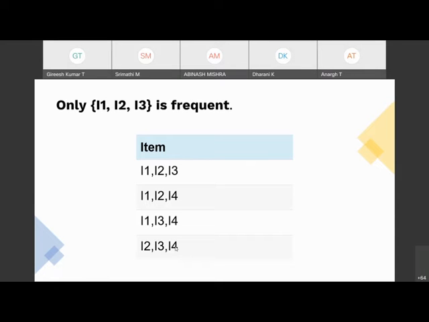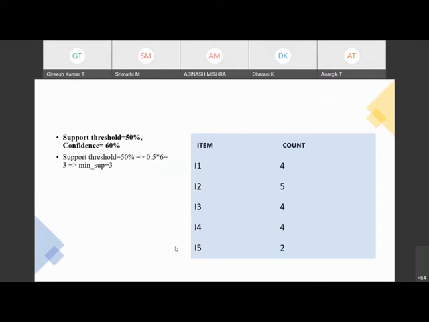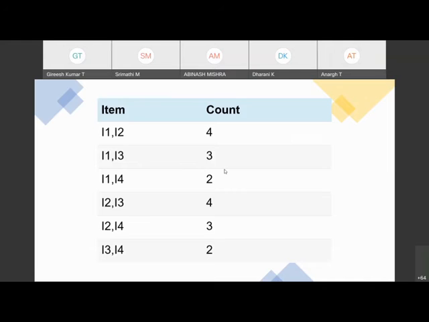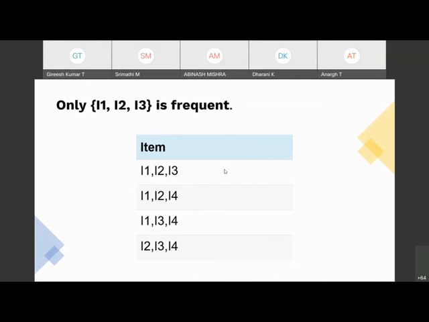So here, I1, I2 and I3 is present in transaction 1, in transaction 5, and in transaction 6 also. Totally, I1, I2, I3 is present in 3 places. So we have to write that here: I1, I2, I3 is equal to 3.